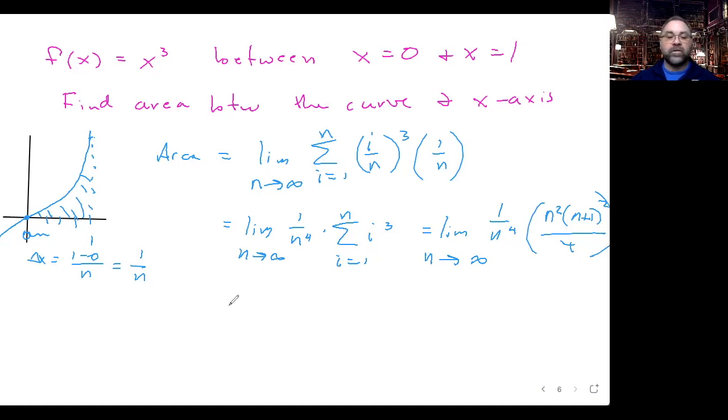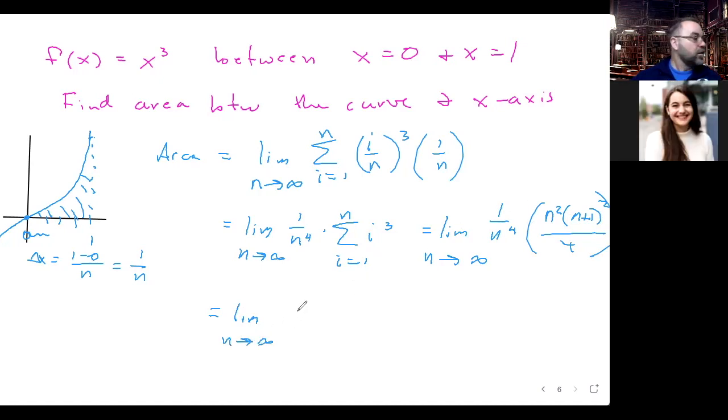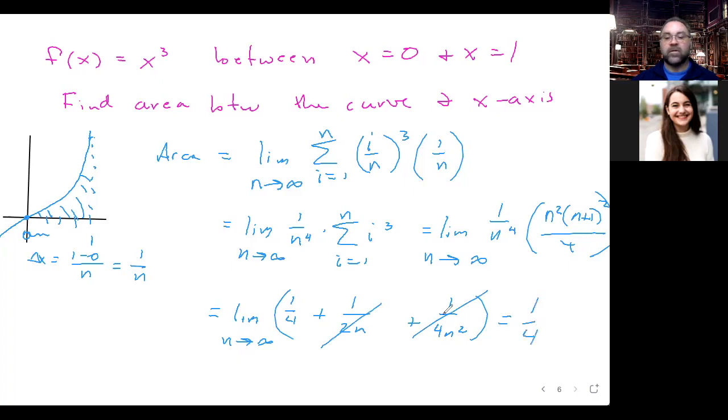Okay. And then we'll just do a little bit of algebra there. You're going to get 1/4 plus 1 over 2n plus 1 over 4n squared. Well, if n goes to infinity, these terms go to 0. We get 1/4. So the area under this curve from 0 to 1 is equal to 1/4. Now, I went through that algebra pretty quickly, so if you need to, go back and pause. But you want to square the binomial here, distribute the n squared, and then distribute the 1 over n to the fourth, and that's how we get the 1/4 plus 1 over 2n plus 1 over 4n squared.